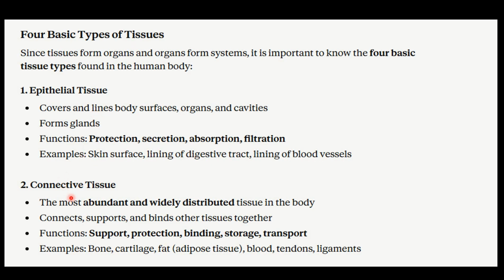Next is connective tissue. And we all know the most abundant and widely distributed tissue in the body is connective tissue, because it connects, supports and binds other tissues together. Functions are support, protection, binding, storage, transportation. Examples are bone, cartilage, fat, which is also known as adipose tissue, blood, tendons and ligaments.